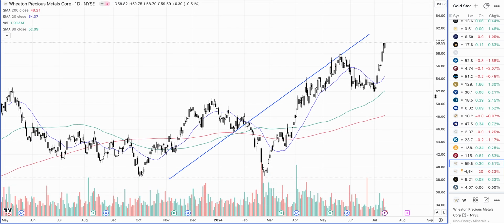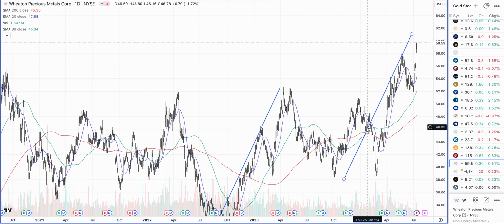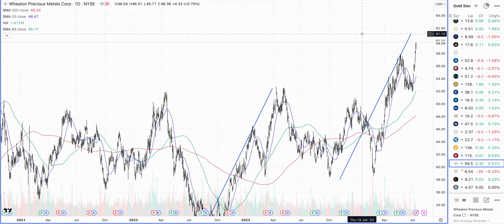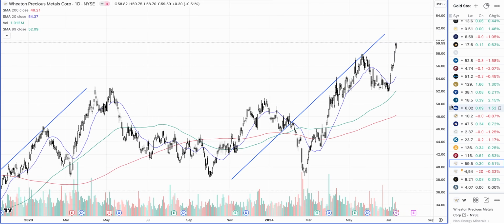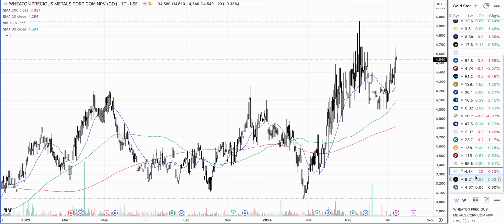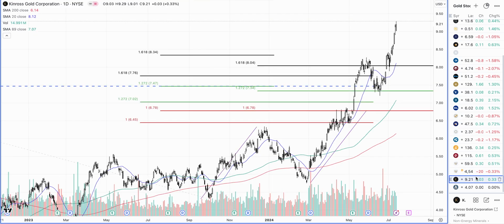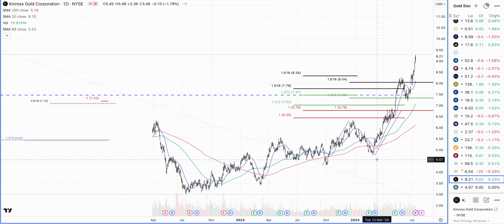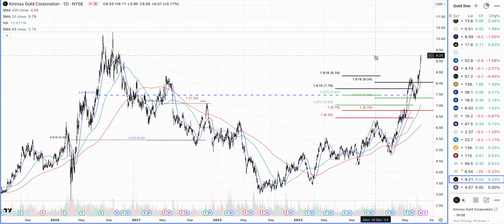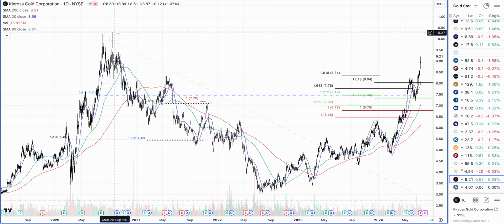So this is Wheaton Precious Metals Corp. I think it is completing its ABCD on the daily chart, pretty much about a buck and a half away from our target, so that's good. Now what is this one? Okay, this one is Kinross. Wow. So it had actually broken above the targets that we were looking at, so maybe now it wants to go and test these highs.